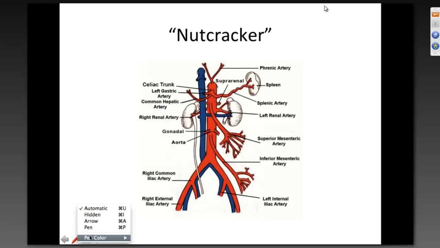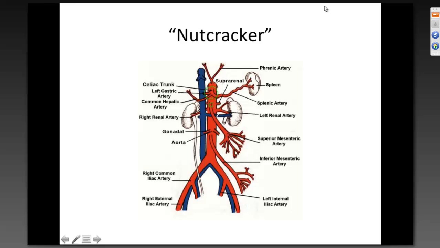Okay, here's a nice pretty picture. Let me get my marker out. So, right, we have the abdominal aorta going on right here. Here's the celiac trunk. I'm circling that in green. Okay. So as we drop down below from the celiac trunk, the first thing we hit is the superior mesenteric artery.